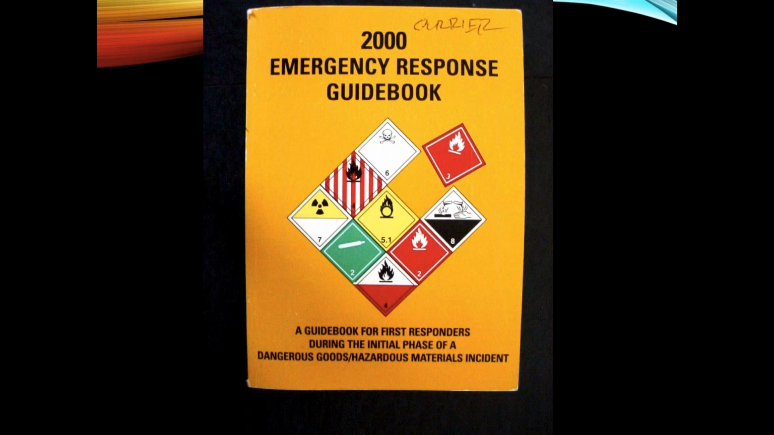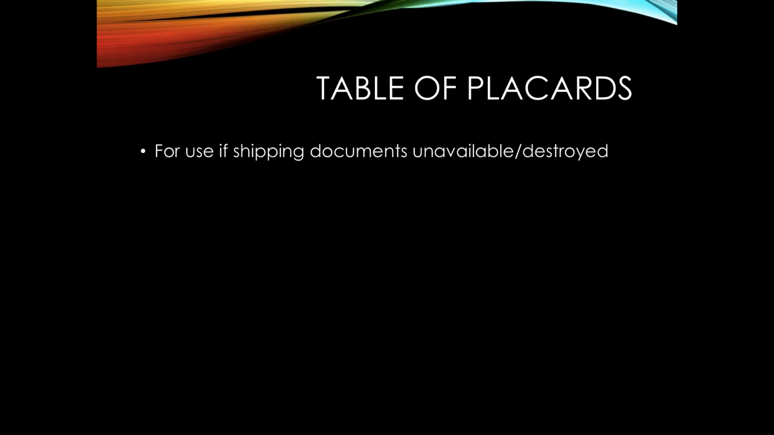All right, let's look at the books. See the books in front of you. This is an old book. All right, so there's a table of placards for use in shipping documents if they're unavailable or destroyed. So in there you'll find a table of placards. What page is it on yours? Page 8 and 9 in the 2016 book.